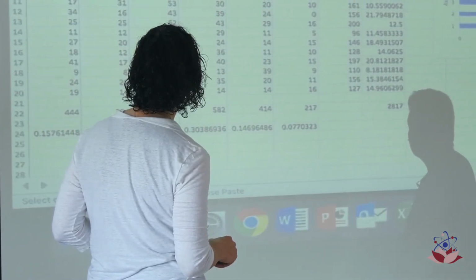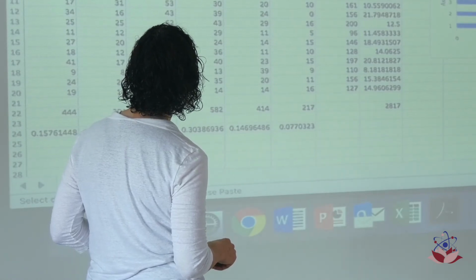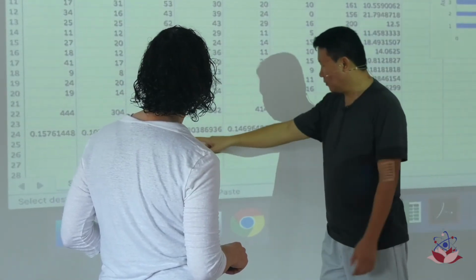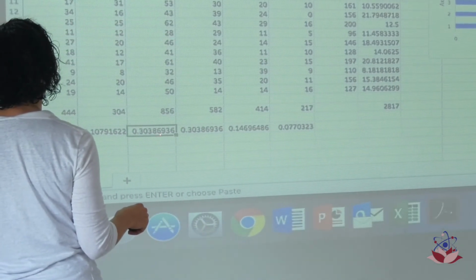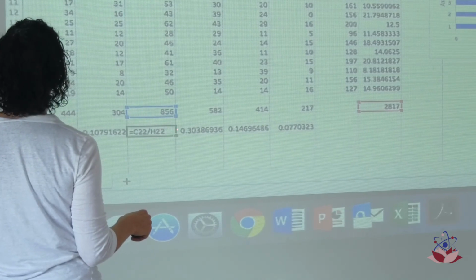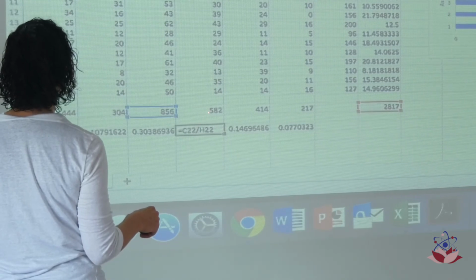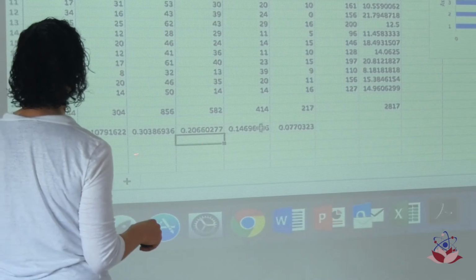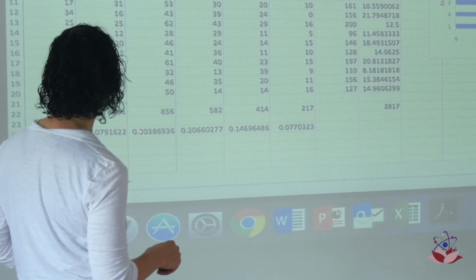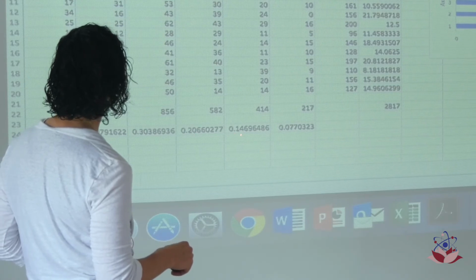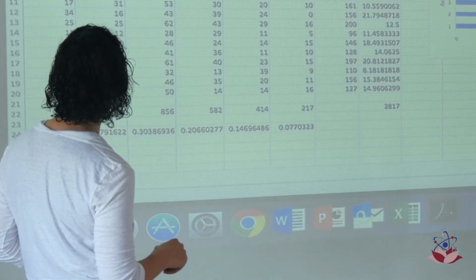What happened there? The percentage, this and this. This is 800 and this is 500. Check what I put here. C22 over H22 in this one. Oh, sorry. E22. Yeah. Good job. Good eye. Okay, so 30, 20, 14, 15. So pink and white are almost the same.